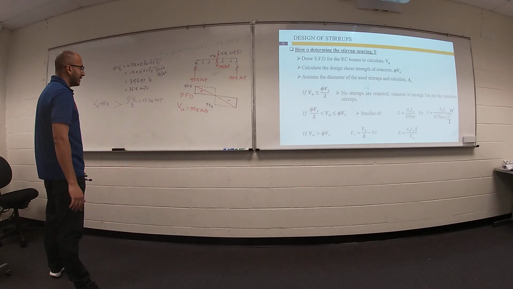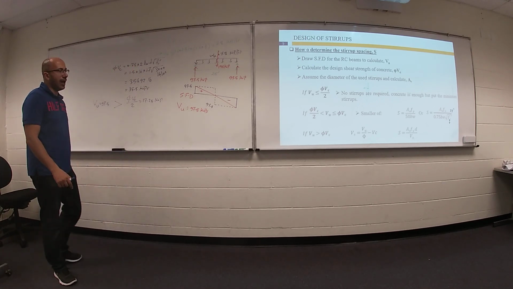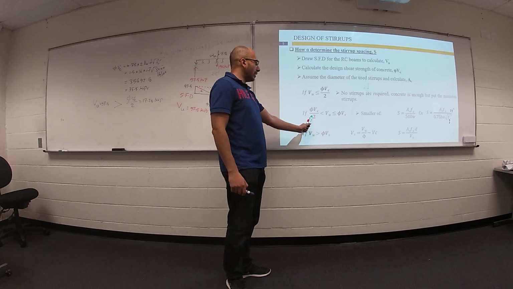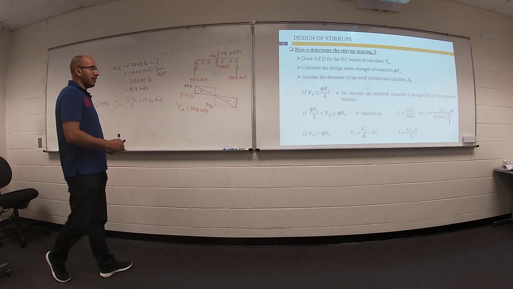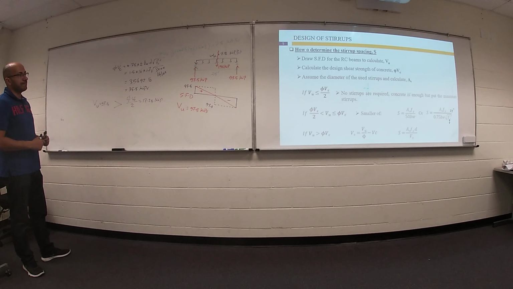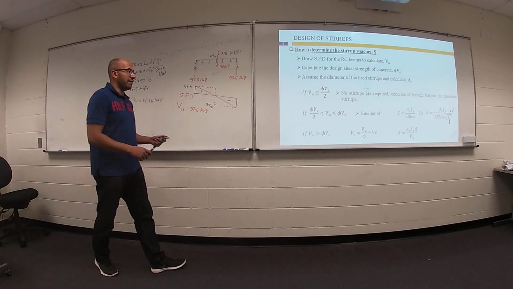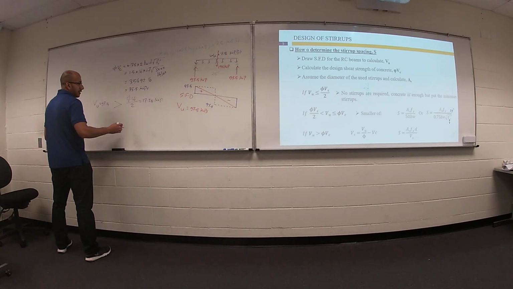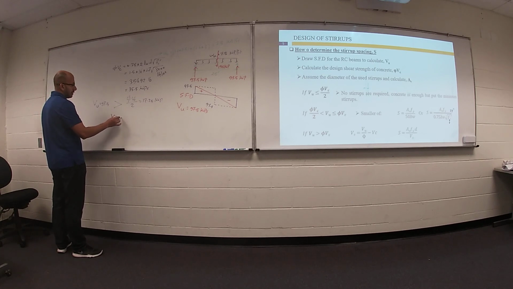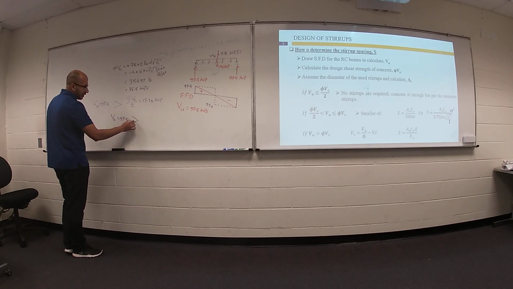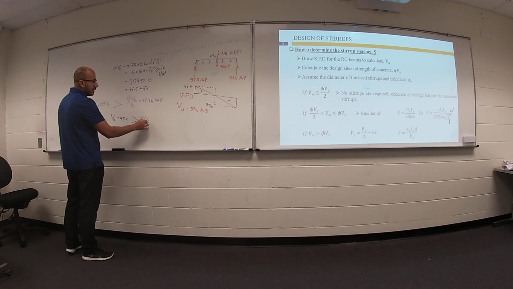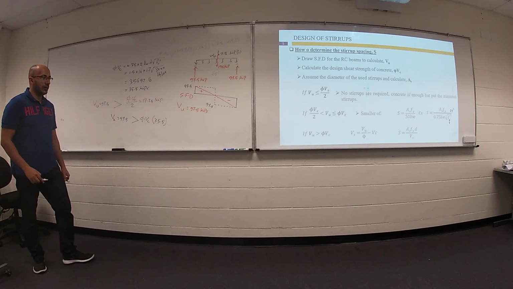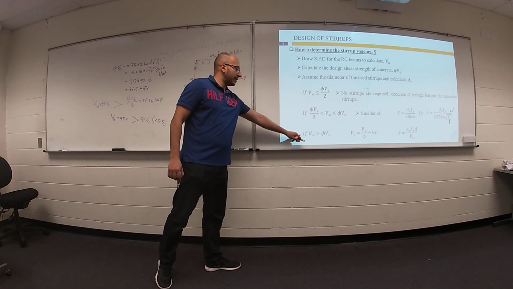Okay, go ahead and tell me what is the relation between V ultimate and this value and this value. Do you think we are in between? No. Do you think V ultimate is greater than phi VC? Yes. V ultimate, which is 97.5, I think is greater than phi VC, which is 35.5. So we are in this case.